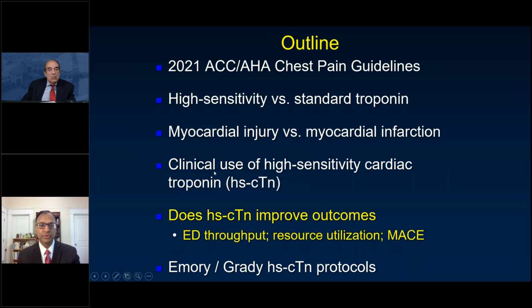Before we get into the algorithm, let's first go over the data, whether HS troponin actually improves outcomes, because there's no point in utilizing this in clinical practice and getting into it unless we demonstrate that there is an actual improvement in outcomes from doing so.